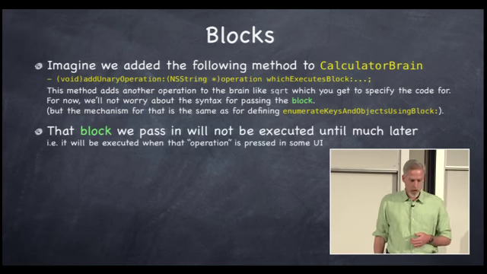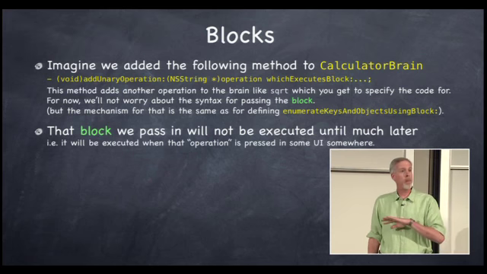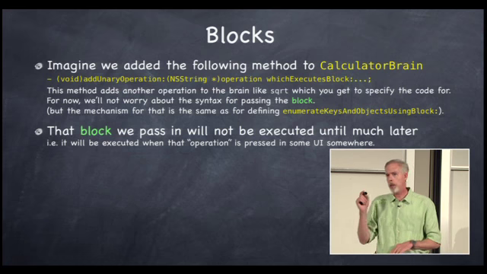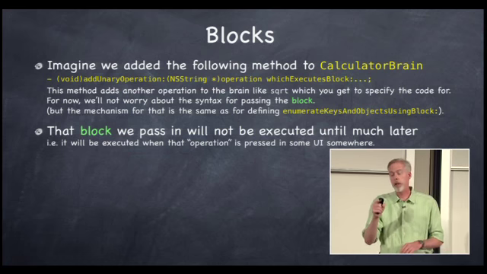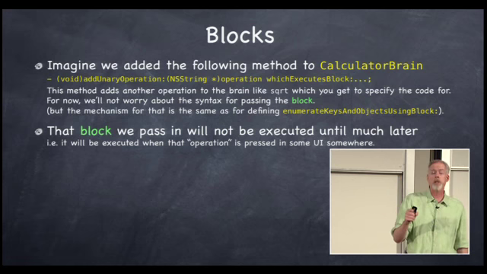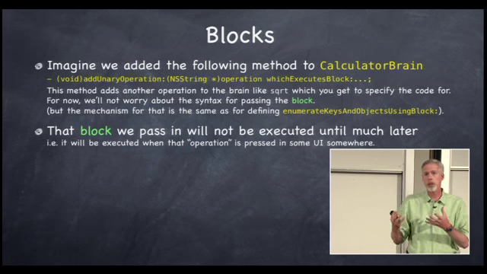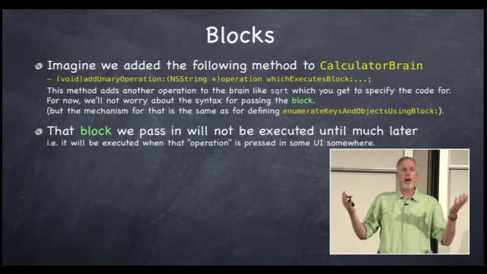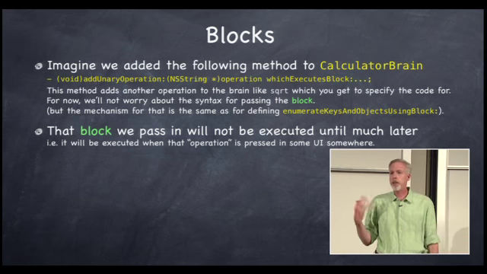Notice that in this case, the block we pass won't be executed until much later, sometime undetermined in the future, when someone presses a button in the UI that executes that operation. We are not going to talk about how you would build a UI, but you can imagine building a UI and you set the button title to be that operation. Now you have a button that can execute this operation. But this block is going to be executed at some other time.